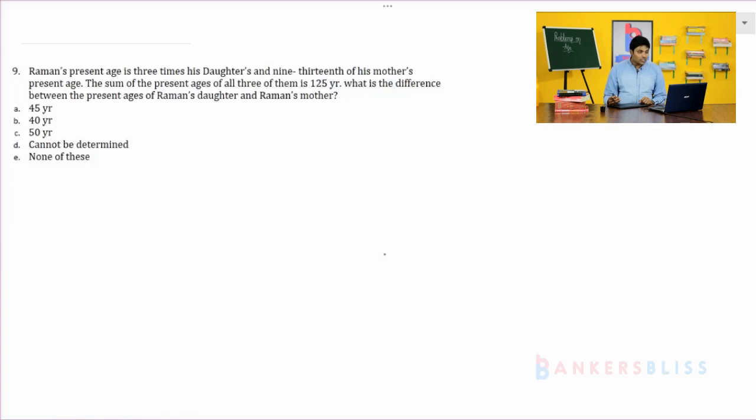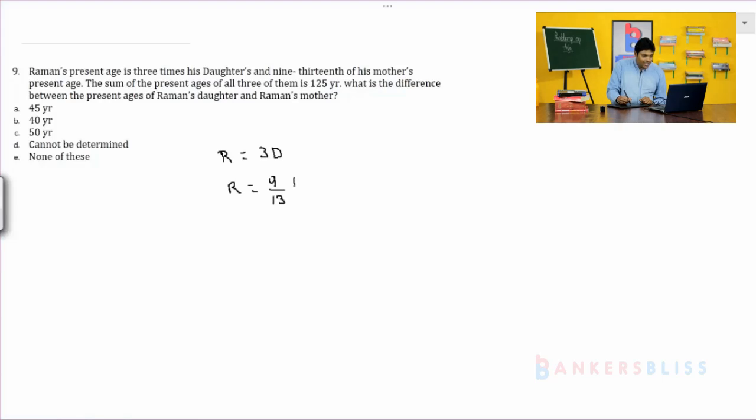So Raman's present age is 3 times the daughter's. 3 times the daughter's means Raman is equal to 3 times his daughter's age. Next, Raman is equal to 9/13 of his mother's present age.